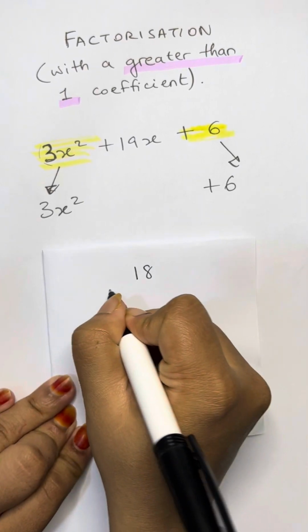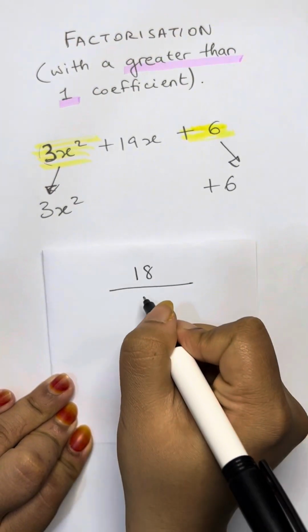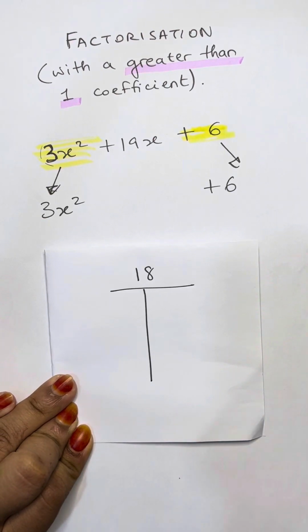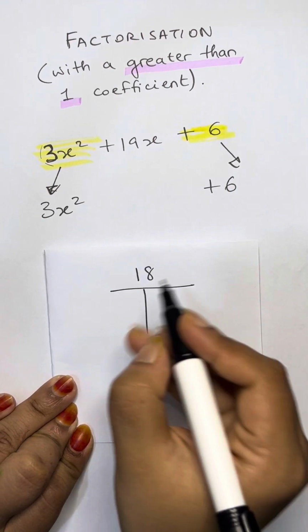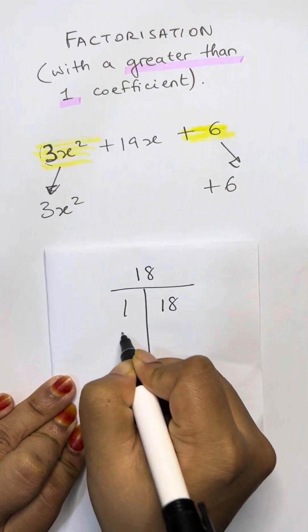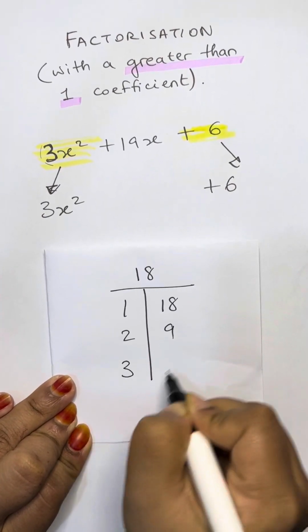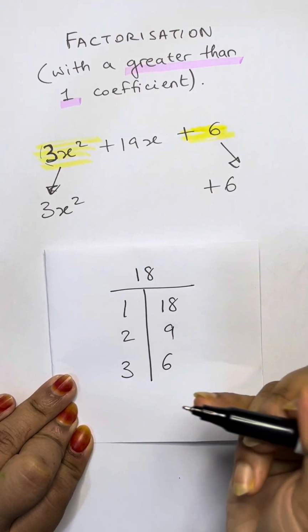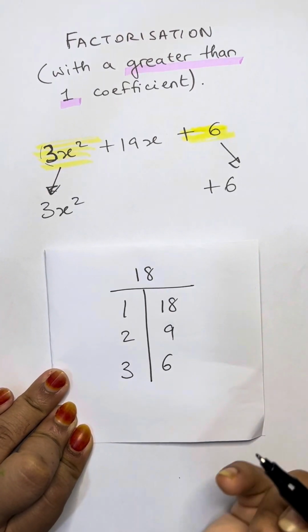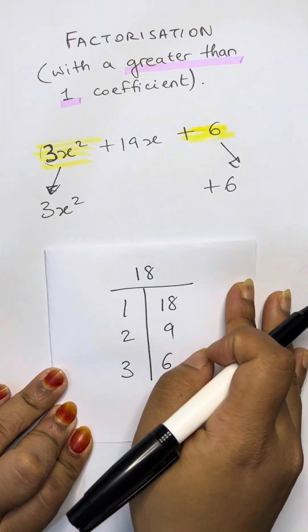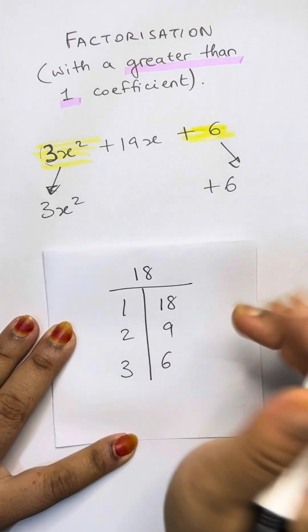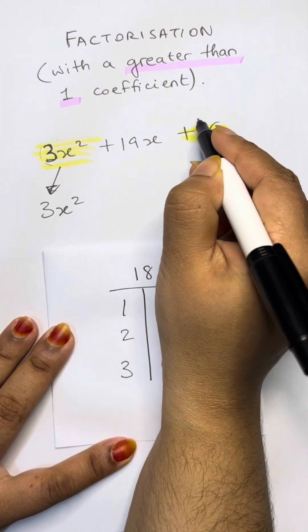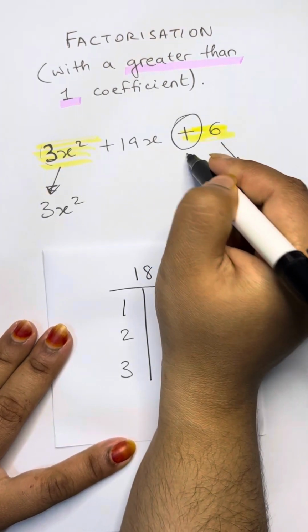Now I need to find all the factors of 18. So let's try and find all the factors of 18 in number order: 1, 18, 2, 9, 3, 6. Do I have any more? No, because they're going to be repetitive if I were to continue from here. Then the next step is to look at the last term. The sign of the last term here is positive.